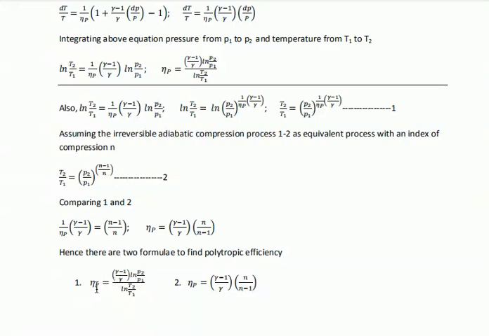So that is given by eta p is equal to (gamma minus 1) by gamma ln of (P2 by P1) divided by ln of (T2 by T1). Similarly for second, eta p is equal to what? (Gamma minus 1) by gamma into bracket n divided by (n minus 1). So these two formulas are used to find out the polytropic efficiency for the compression process. Okay.